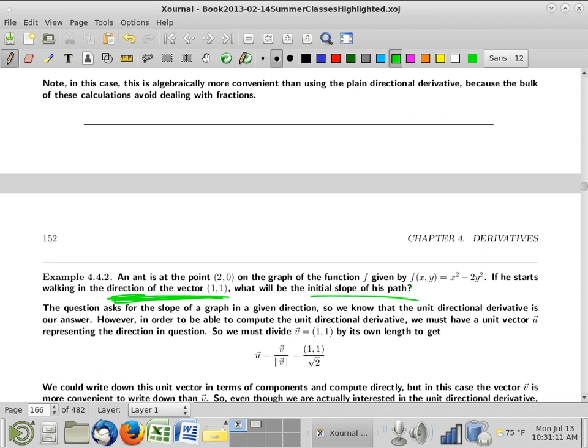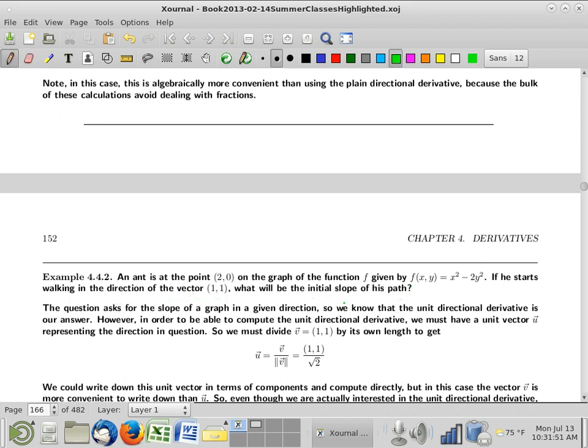Now, notice, the question did not ask what is the rate of change of his height. You know, how fast is his altitude changing? Is he going to be getting altitude sickness? Nothing like that. It just says slope. So another way to say this is we're looking for not rate of change of altitude with respect to time. We're looking for rate of change of altitude with respect to distance. We don't actually know how fast this ant is walking at all. So I just want to know the slope of the path that he's walking along. Okay.